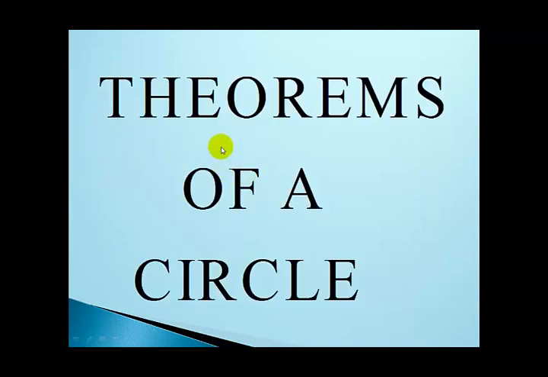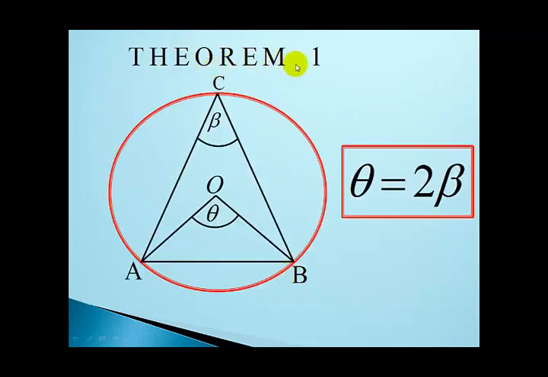Now let's consider the theorems of a circle. Theorem number 1. Considering the diagram as shown, AB is a chord. The circle has center O. The chord AB sustains an angle of theta at the center of the circle, and the same chord AB sustains an angle of beta at the circumference of the circle, that is at the point C.